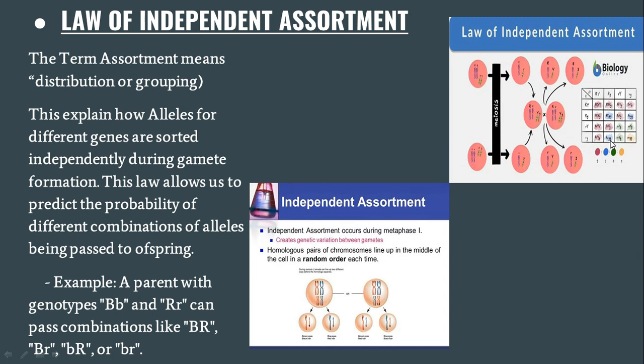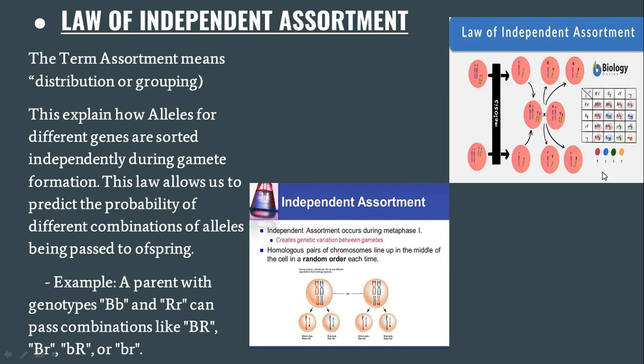Now the probability of the red flower will be 9. As you can see, the ones designated with red, let's count together: 1, 2, 3, 4, 5, 6, 7, 8, 9. So it will be 9 red flowers, 3 blue flowers, 3 green flowers, and 1 yellow flower. So that is the probability, 9, 3, 3, 1. That is the explanation for the first diagram.